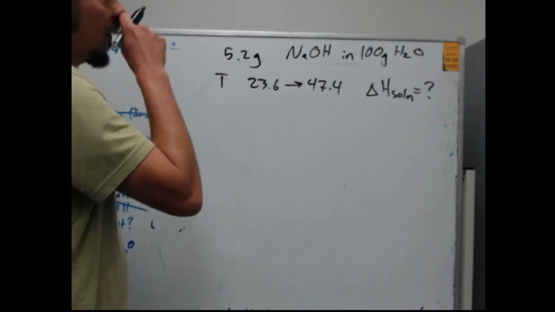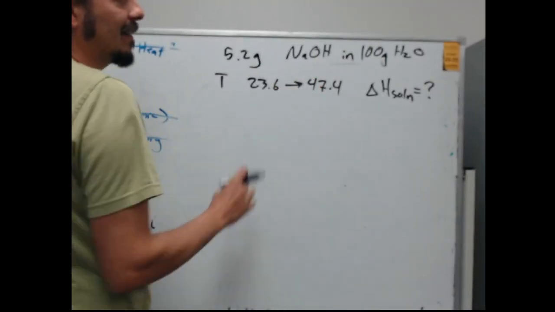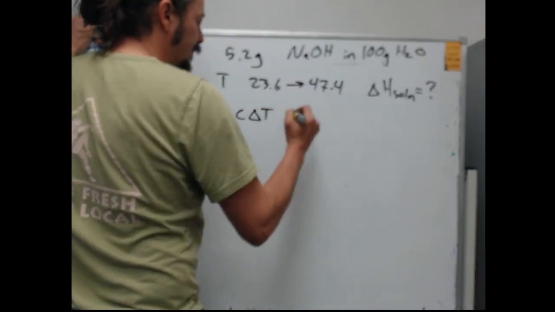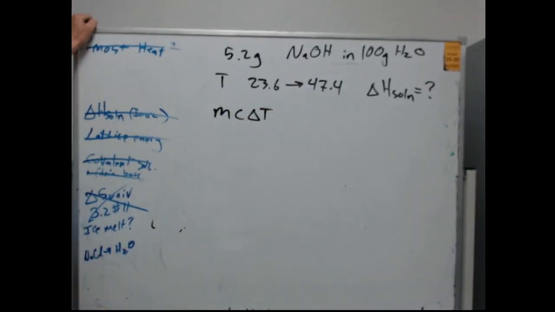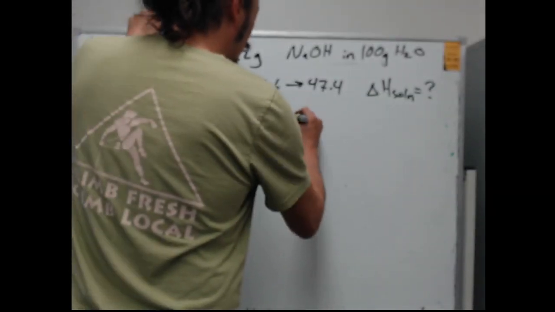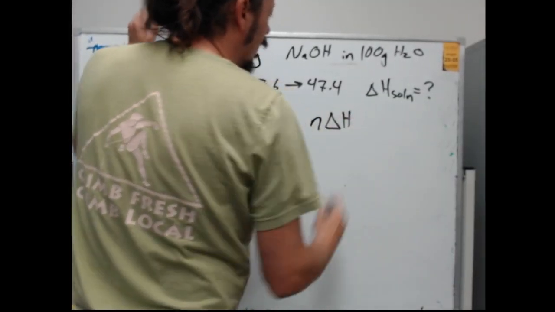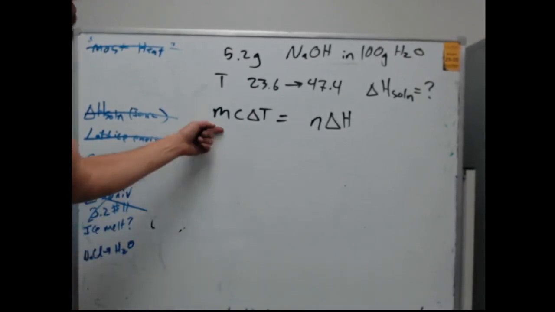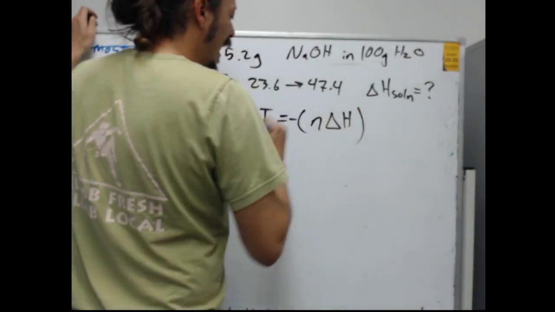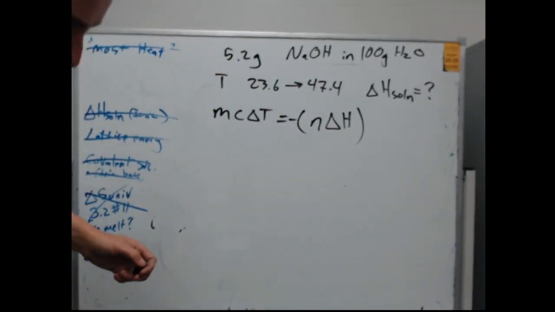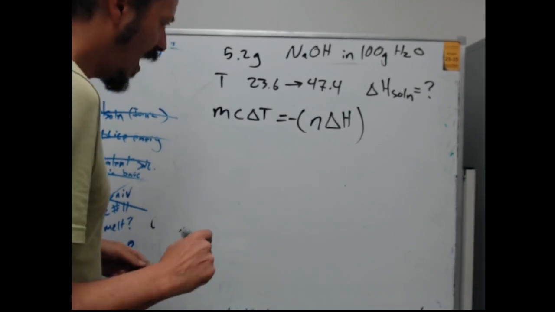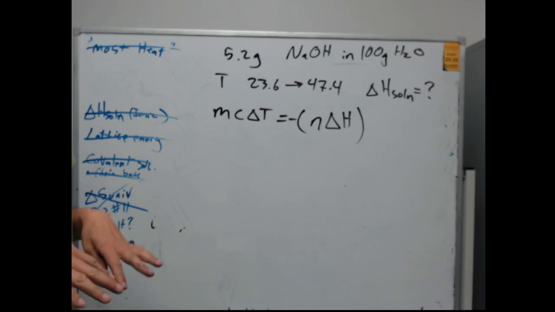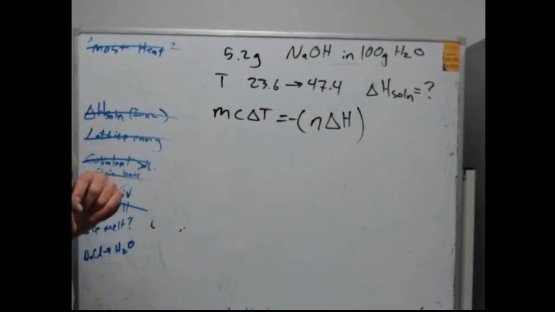Setup, right? So here we've got a calorimeter. We've got a temperature change. The fact that we've got a temperature change tells me I'm going to have some MC delta T. The fact that I've got this delta H solution as my question mark means I'm going to have some n delta H over here. Because the temperature is going up, the water is going to have an endothermic experience. This is going to have an exothermic experience. It doesn't matter which side you make negative, but I always like making the exothermic side negative. It just helps me keep things straight in my head.